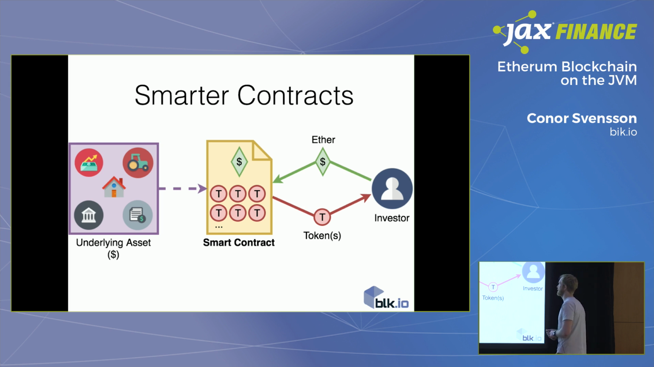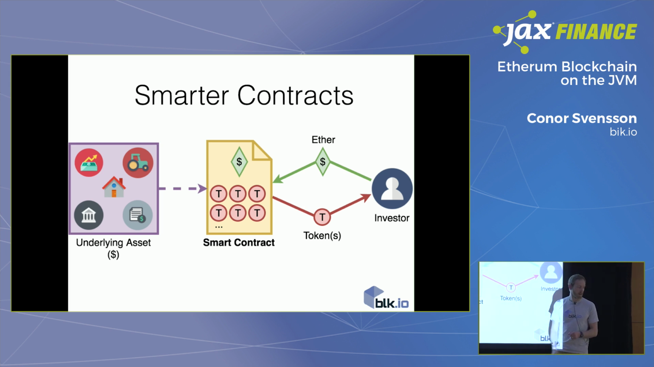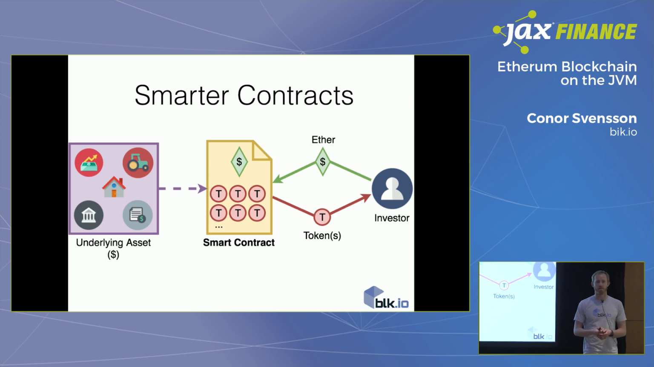The idea being that you could say have an investor, they put money into a smart contract and they get a token back in return, and from there they have this digital asset that might represent something real or not, depending on what the people creating the smart contract are trying to accomplish.